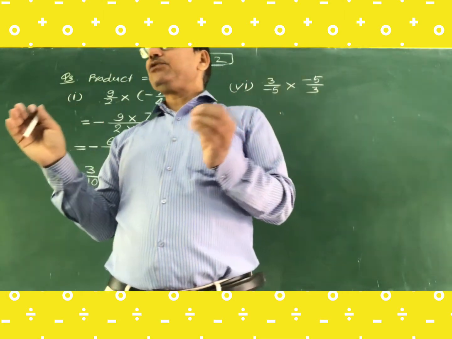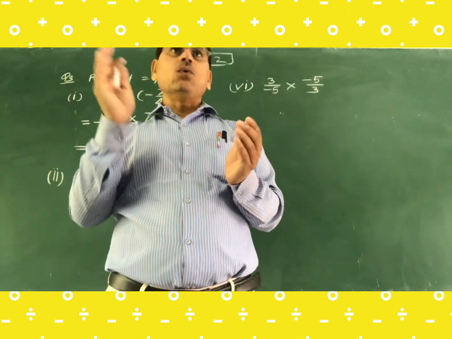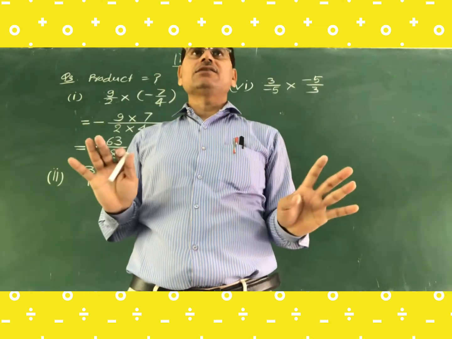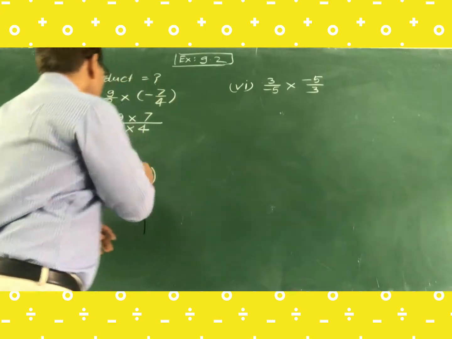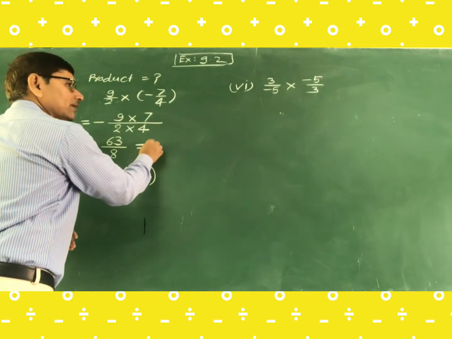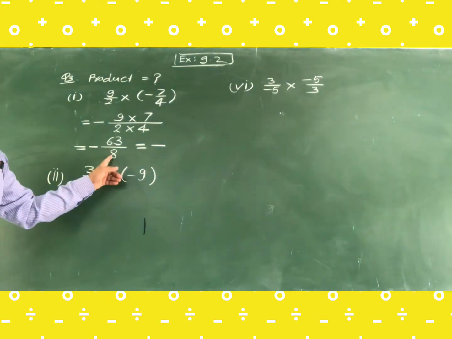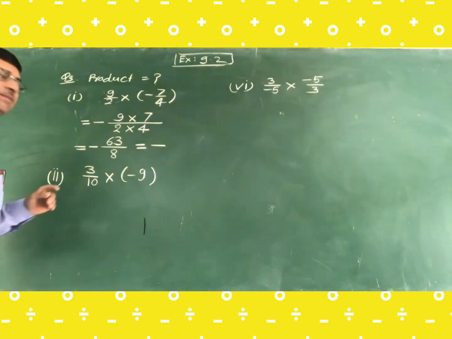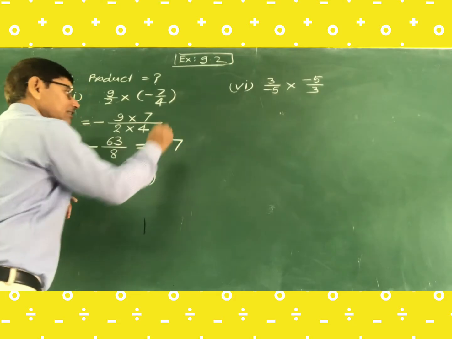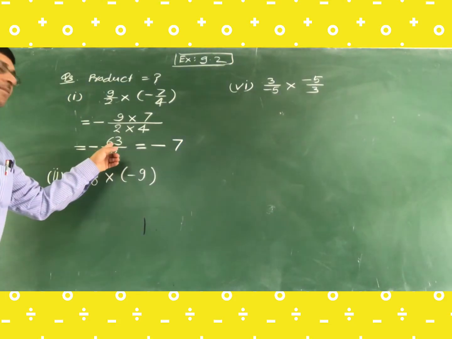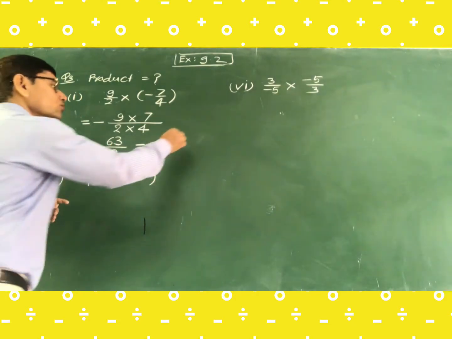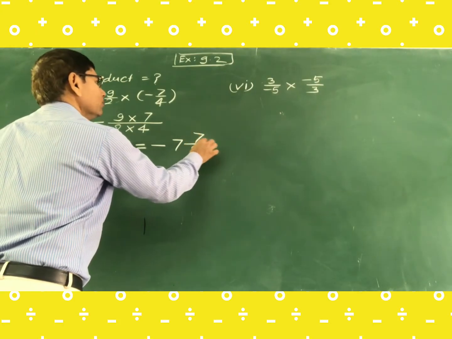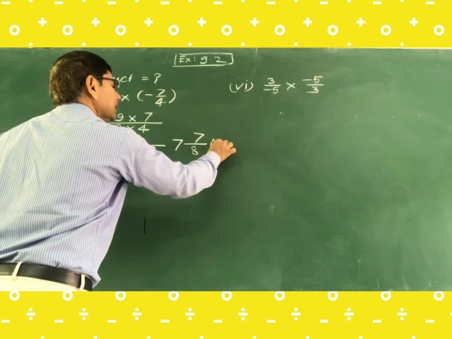Okay, but if you want to write this in the form of a whole number, then you can write it; otherwise this is the answer, no problem. But if you want it, you can write minus, and 8 sevens are 56. 7 is the whole number and the remainder is 7. So you will write 7 in the numerator and 8 in the denominator. So this is the final answer.